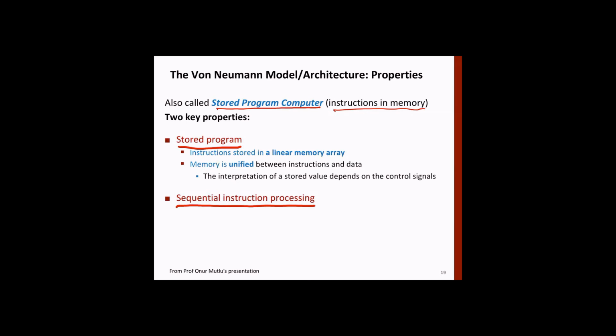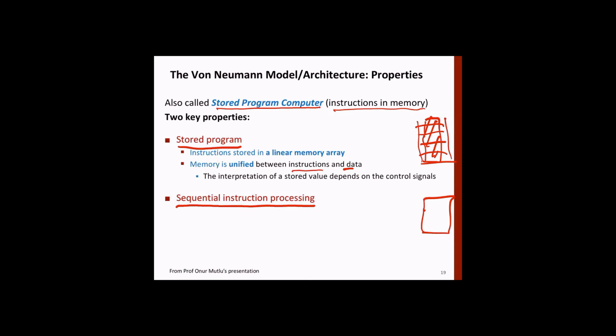Instructions are stored in a linear memory array, as we have seen. The machine sees memory as an array of words, and the program is stored sequentially. Now memory is unified between instructions and data. So memory can also contain data. The assignment that I have given you also has an area for text, which is instructions, and also a data area.